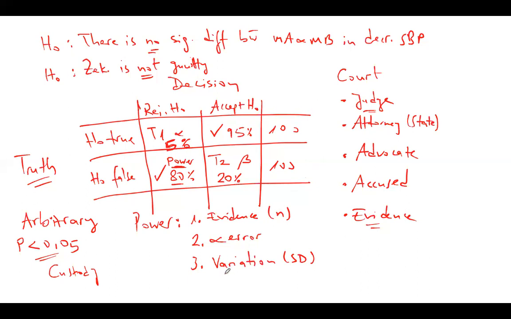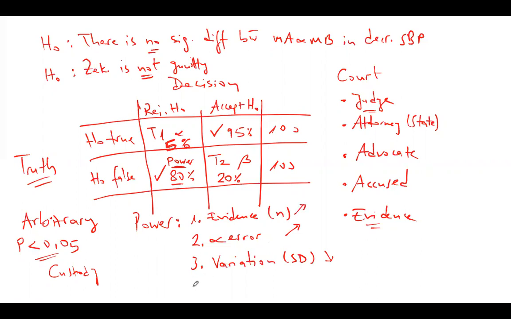Therefore, if variation is high, it is decreasing the power. If you increase the variation, then power will decrease. If you increase the alpha error, power will increase. The reverse: if you increase alpha error, power will increase. If you increase sample size, power will increase.